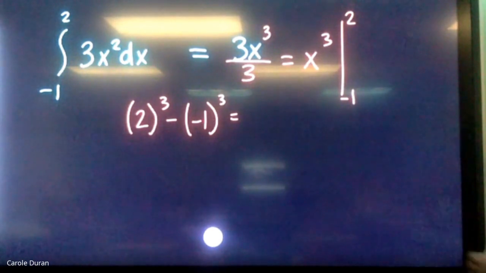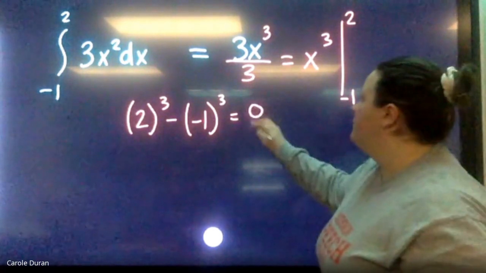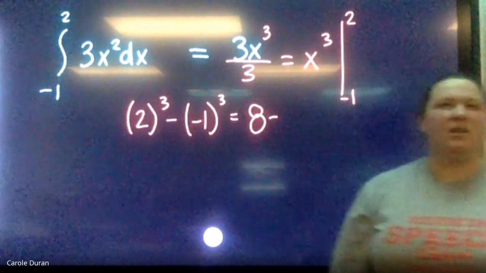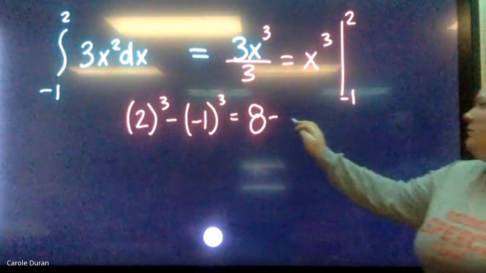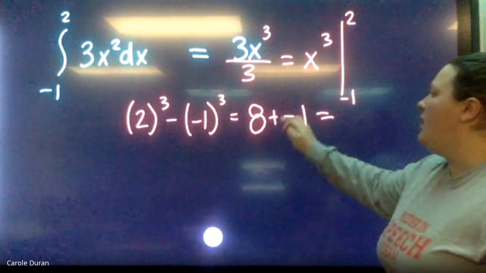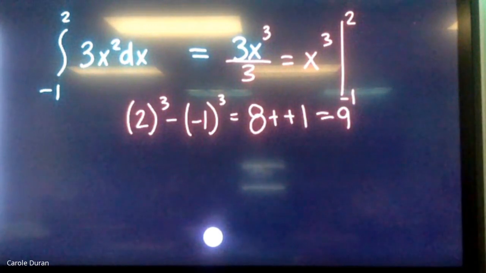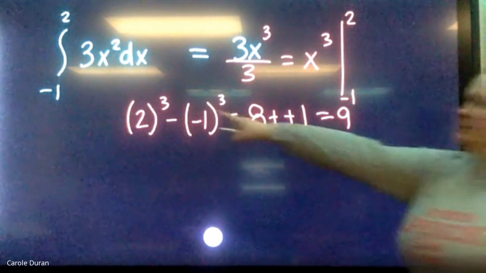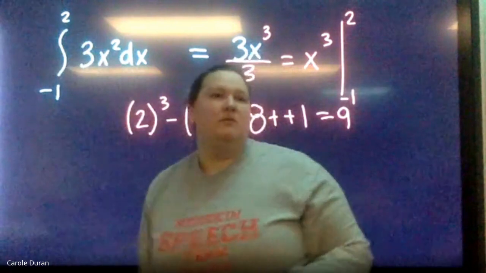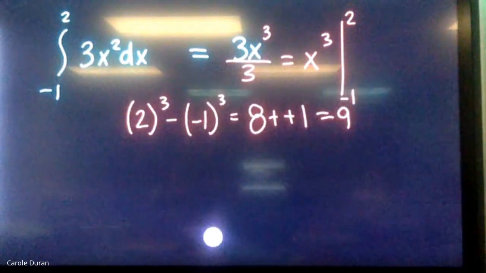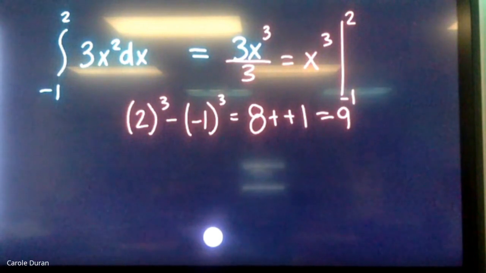So 2 cubed is 8, minus, what's -1 cubed? -1. 8 minus a -1 becomes 8 plus 1, which is 9. Where did you get the 2? That was my integration interval. How do we feel about this? Good? Not terrible? Okay, so let's do another one.